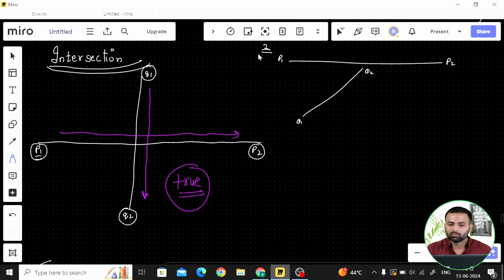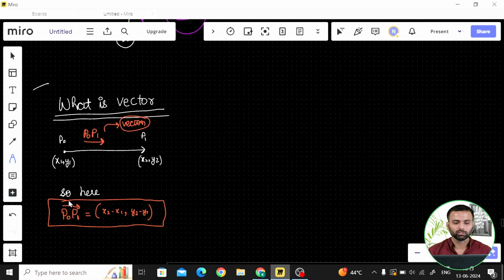So let's talk about the second test case. In this test case, we again have two line segments. If you look clearly, they do not intersect with each other. So here we just have to return false. I hope you understand the intersection point first. So let's move to the next part.